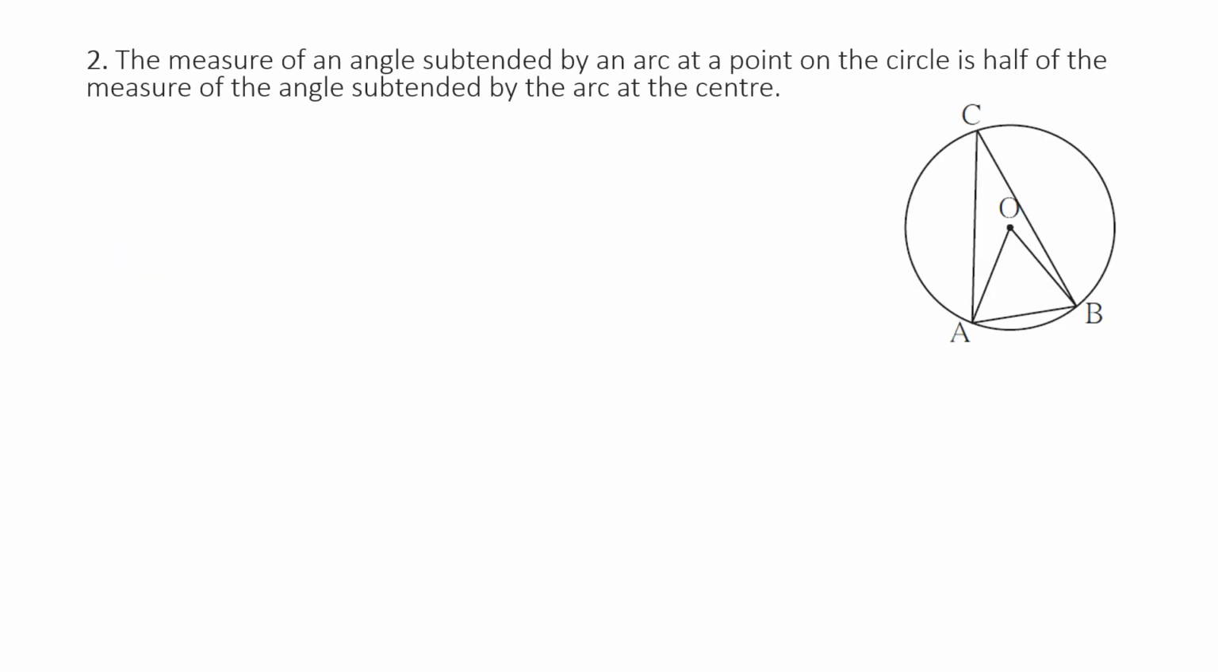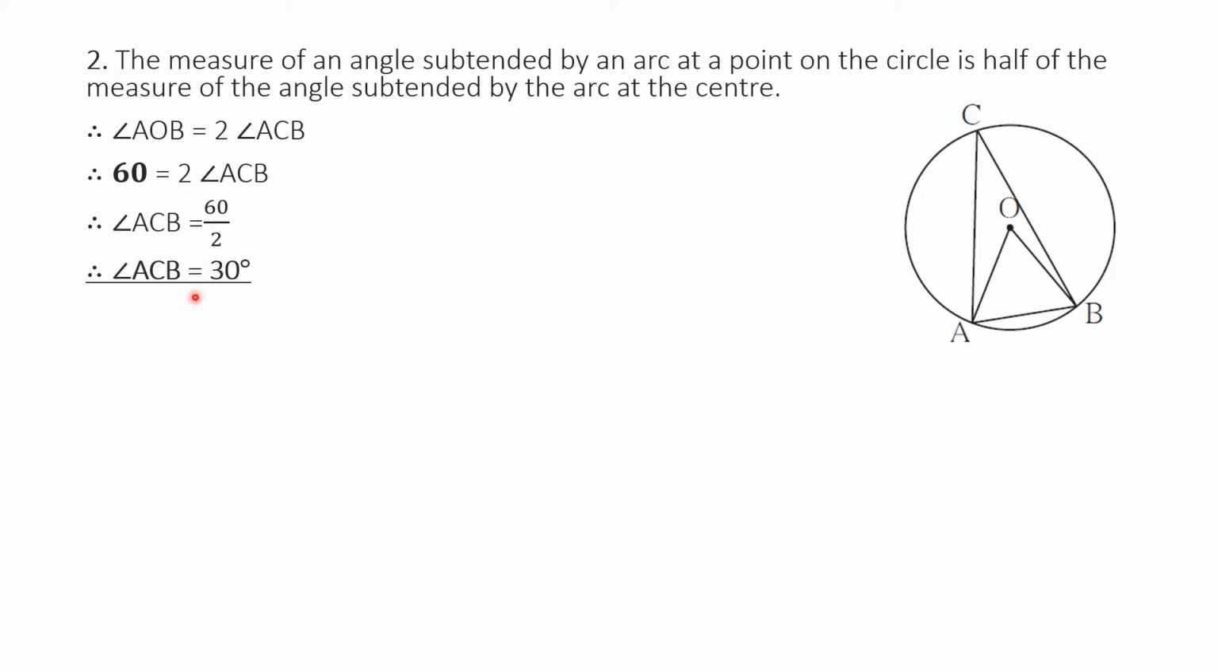Now, the measure of an angle subtended by an arc at a point on the circle is half of the measure of the angle subtended by the arc at the center. You know this property. Therefore, measure of angle AOB is equal to twice the measure of angle ACB. Measure of angle AOB is 60 degrees. Therefore, 60 degrees is equal to twice angle ACB. Therefore, angle ACB is equal to 60 upon 2 and therefore angle ACB is equal to 30 degrees.